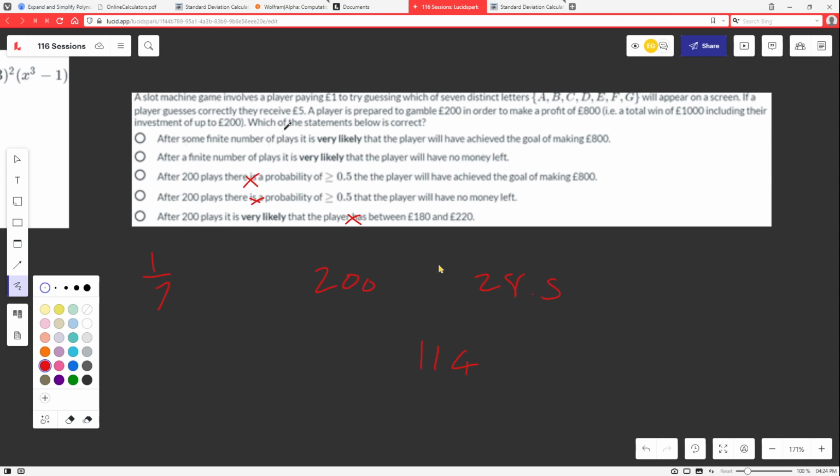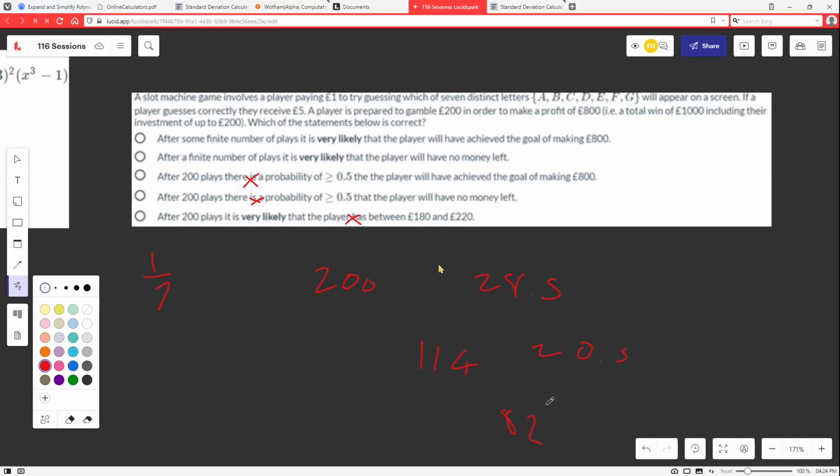So after some finite number of plays, it is very likely that the player will have achieved the goal of making 100. We've just shown that if we do this again, 114 times 1 over 7, or divided by 7, is 20. So that one goes even lower again, roughly 20 and a half. Times that one by 4, now you have 82. So now we've gone from 200 to 140 to 82. This is clearly tending towards 0.